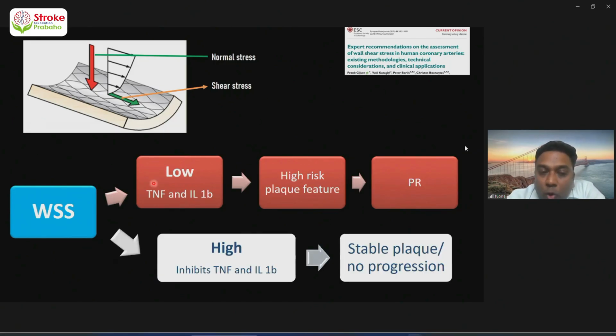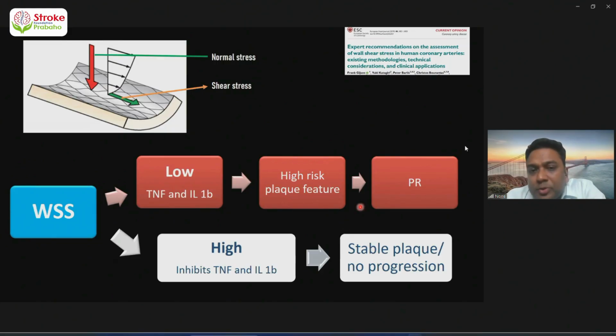Whereas if the wall shear stress is very high, it inhibits TNF and interleukin 1b. This is not a positively remodeled plaque. This is a stable plaque. It is a fibrocalcific plaque. It is already a healed plaque.